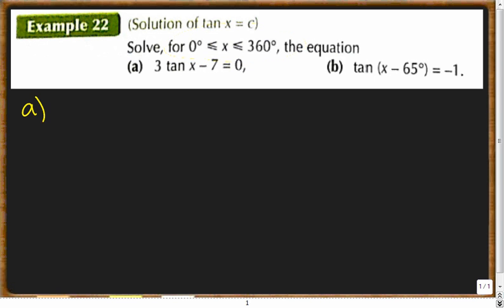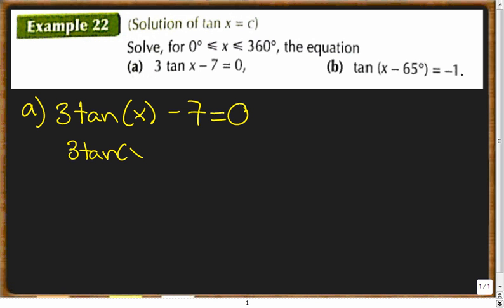So our first equation is 3 tangent of x minus 7 equals 0. So we're going to solve for tangent. We're going to add the 7 over, and we're going to get 3 tangent of x equals positive 7. And then we're going to get that tangent of x is going to be 7/3. So we want to find out when is our tangent 7/3.